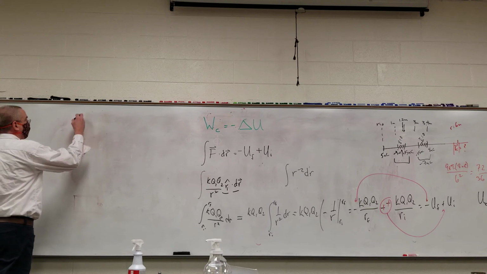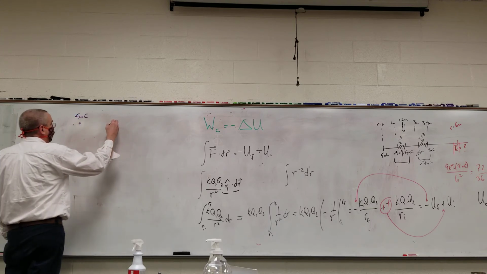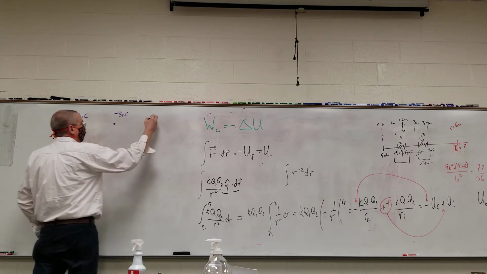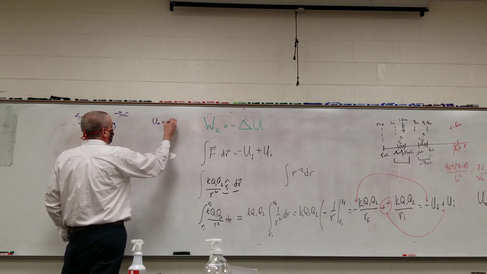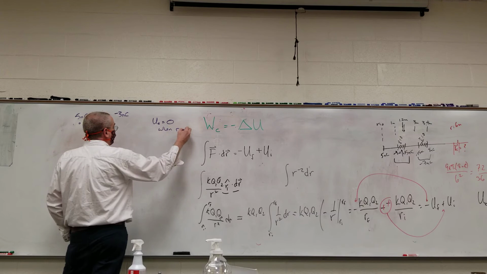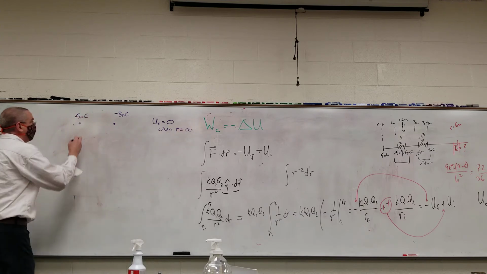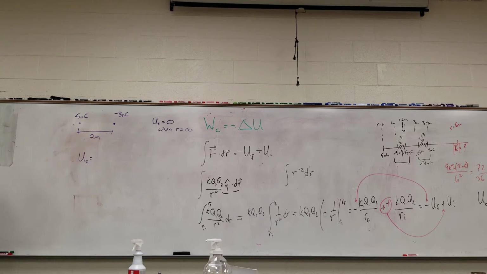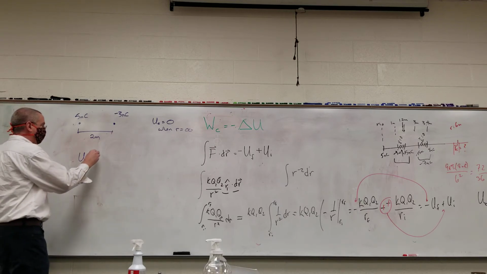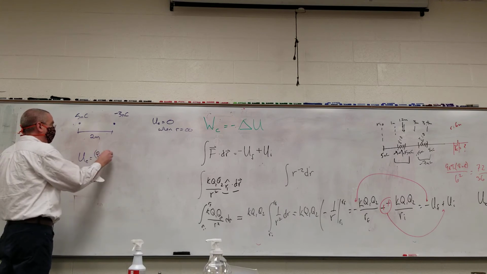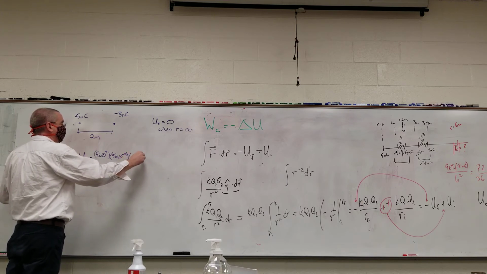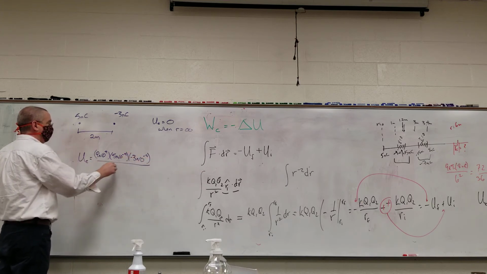So if I have a 5 nanocoulomb charge and a -3 nanocoulomb charge, and I'm going to claim that electric potential energy equals 0 when R is equal to infinity, and these are 2 meters apart, what is my electric potential energy of this system? Well, 9 times 10 to the 9th, times 5 times 10 to the -9th, times -3 times 10 to the -9th, divided by 2.